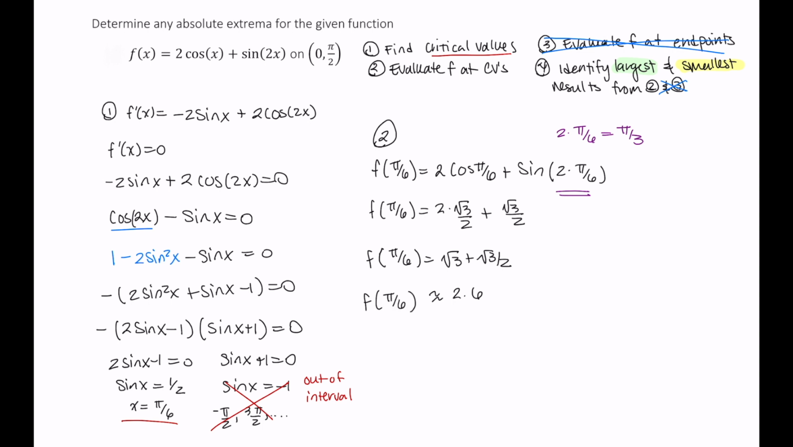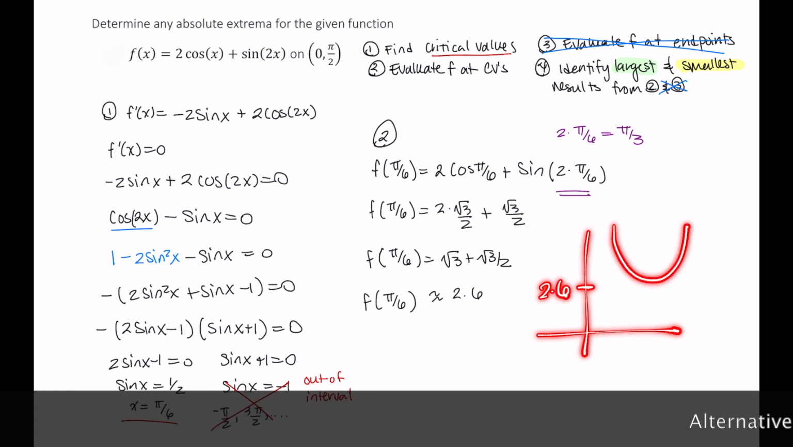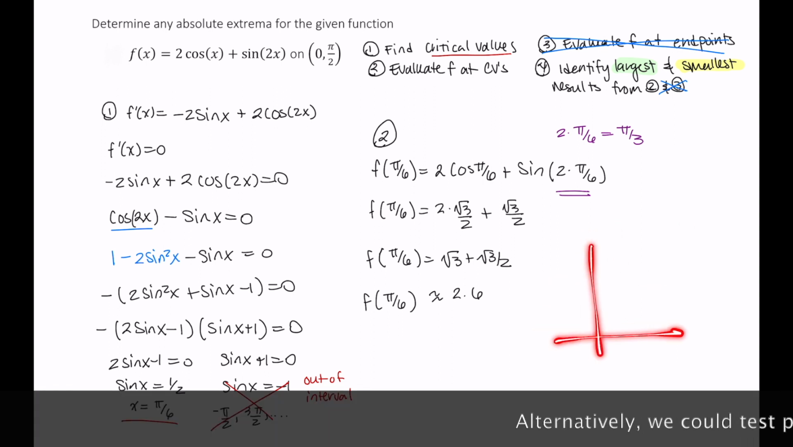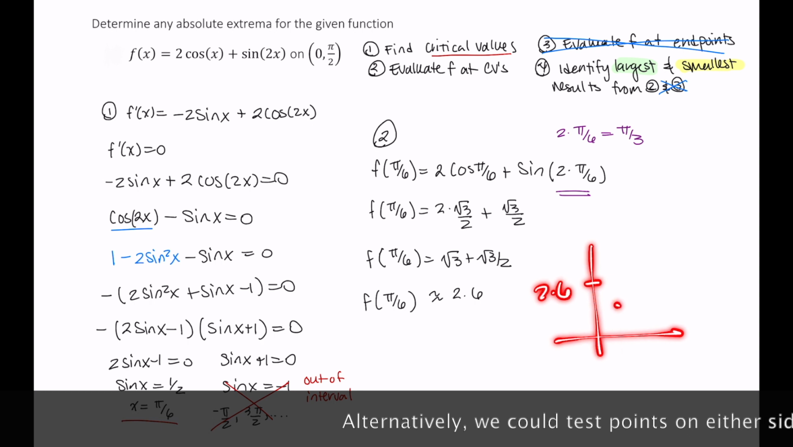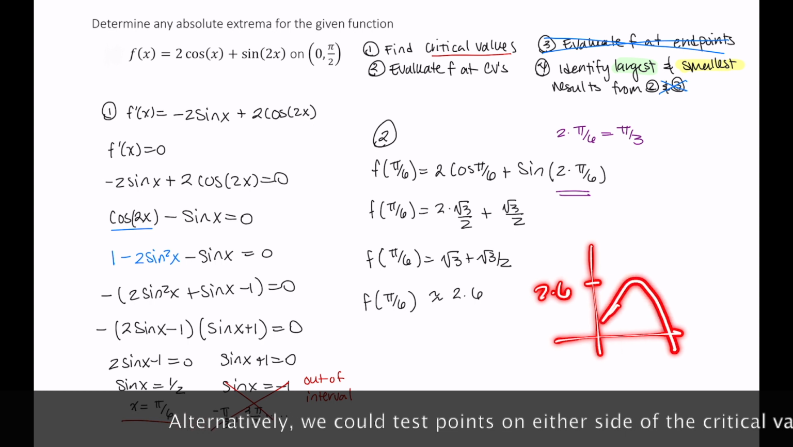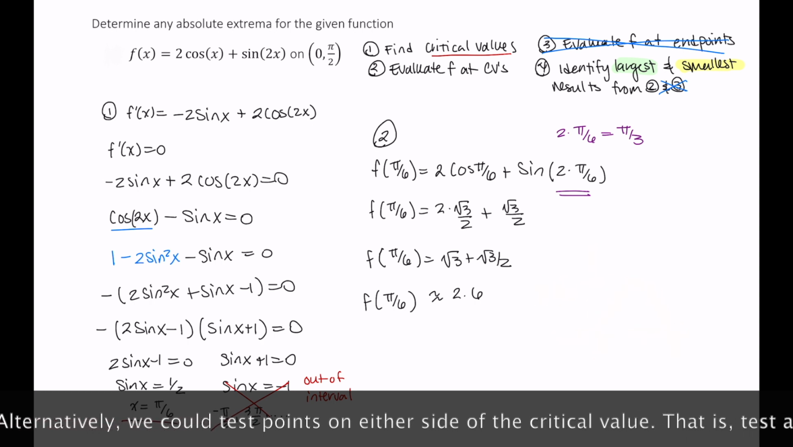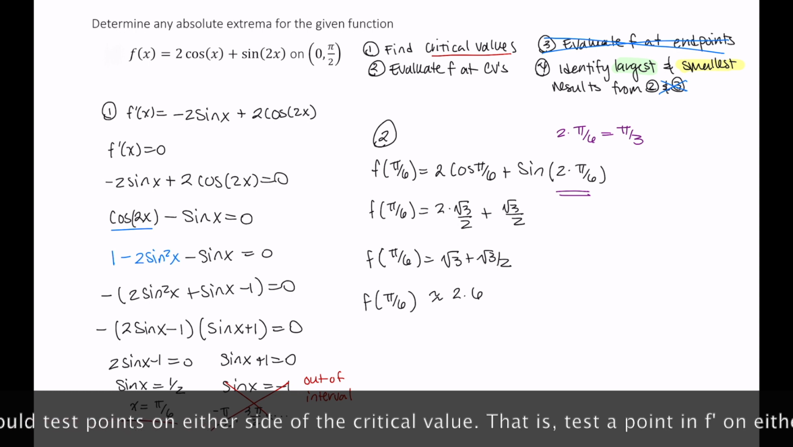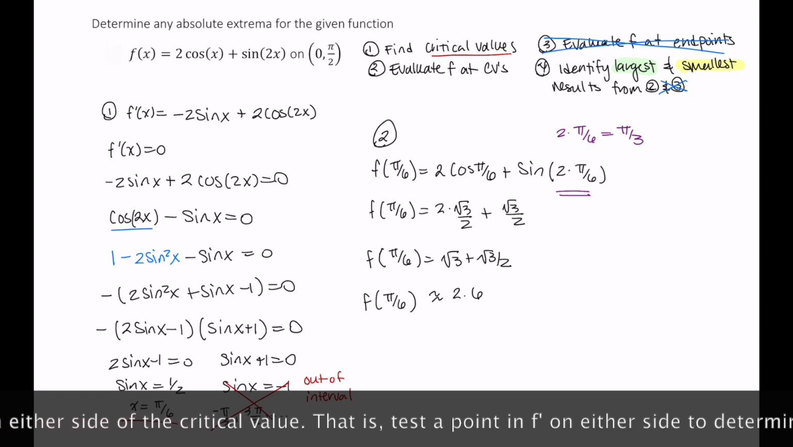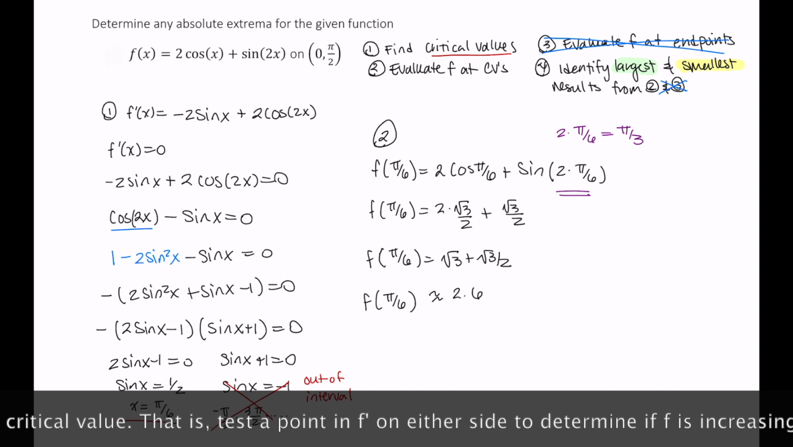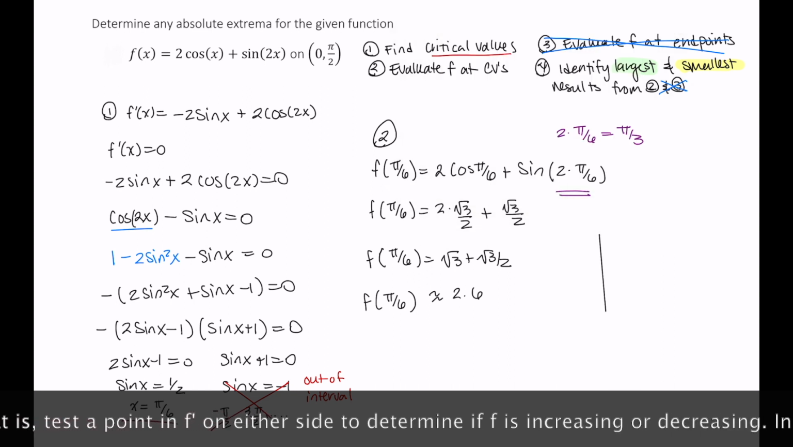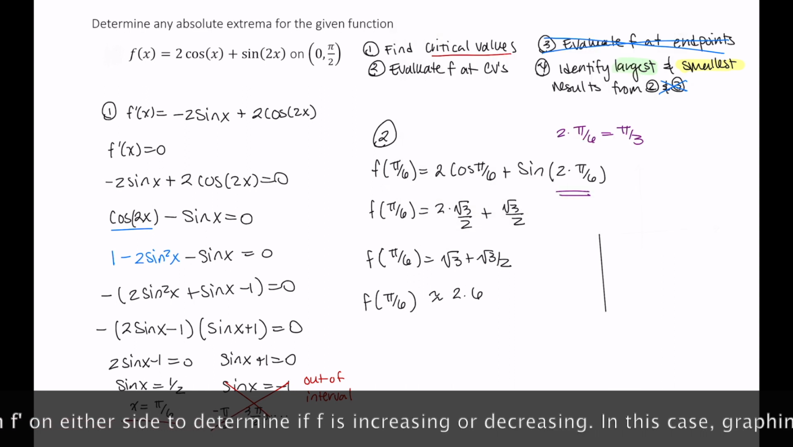Now, is this a max or a minimum? However, we don't need the endpoints. This could easily be, say, if this is 2.6, our curve could be coming down like this, or our curve, if this is 2.6, could also be doing something like that. So I'm going to quickly see what f of 0 is and f of pi over 2, just to double check if this is going up or down. And I'll draw a little mini sketch here.